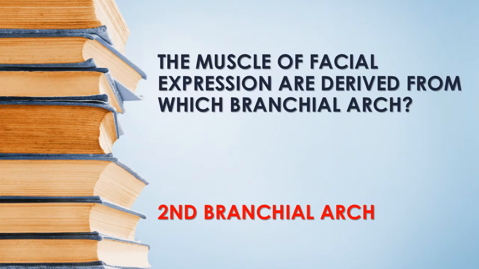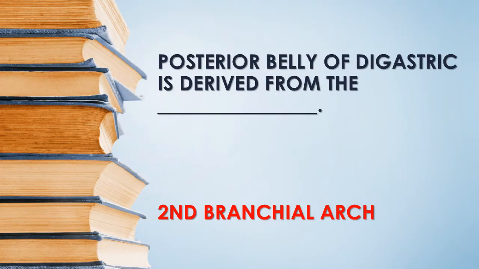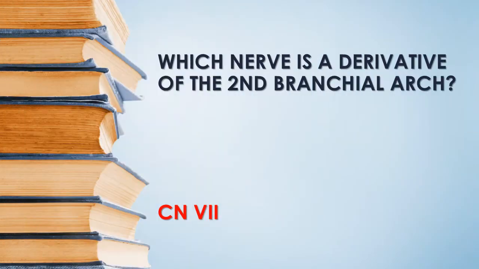The muscles of facial expression are derived from which bronchial arch? Second bronchial arch. Posterior belly of digastric is derived from the second bronchial arch. Which nerve is a derivative of the second bronchial arch? CN7.